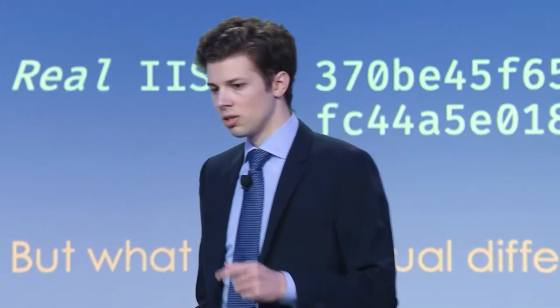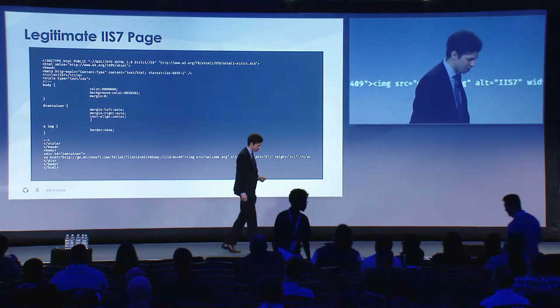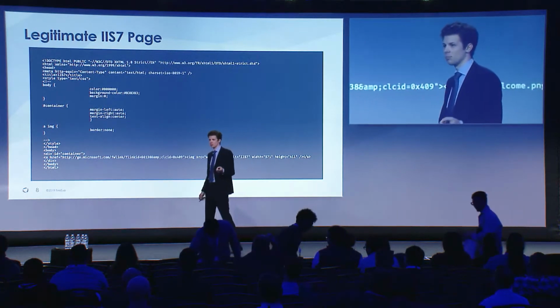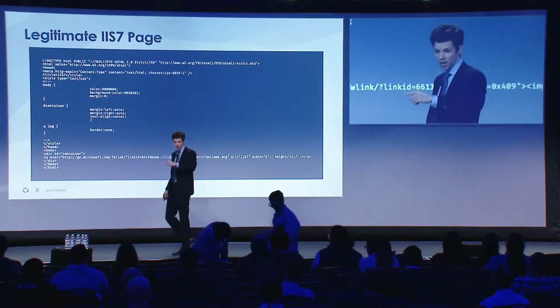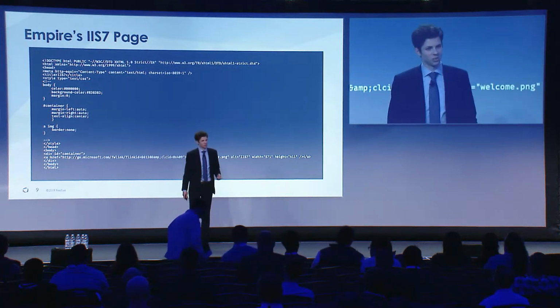Well, let's take a look and see if you can spot the differences. So first, we're going to look at a legitimate IIS-7 page. Take a look at the HTML, keep it in your mind, and now we'll go to the Empire IIS-7 page. Did you catch it? Let's go back to legitimate. Empire. Legitimate. As it turns out, the only difference here is that the legitimate page uses tabs for indentation, and the Empire page uses spaces. So close, and yet so far.